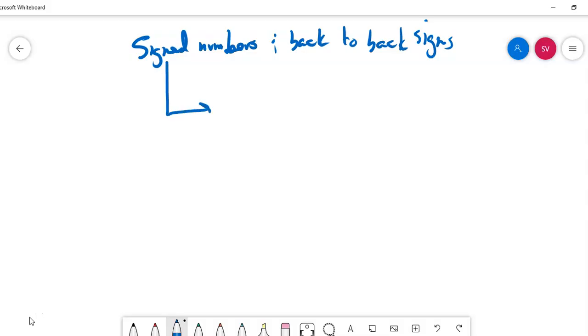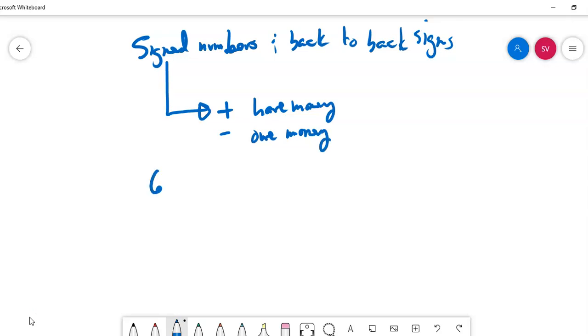Sign numbers could be tricky, but a good way to view sign numbers is, if you have plus a number, viewed in terms of money, it means you have that money. If it's minus, it means you owe that money.